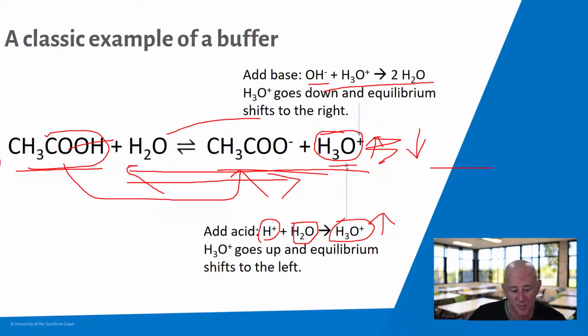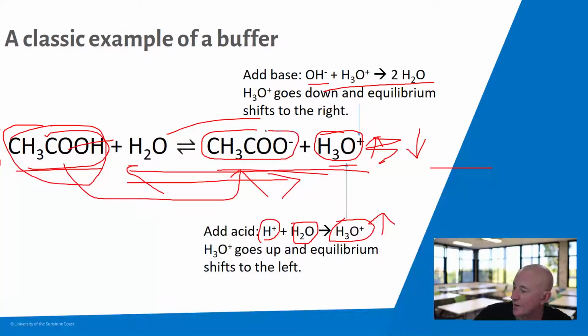So the best buffers are those where you have more or less an equal amount of a weak acid and its conjugate base. There's no point having a strong acid here because you don't get this nice equilibrium going on. It's more or less in one direction. So you want a weak acid and its conjugate base, and that way it can buffer both ways.